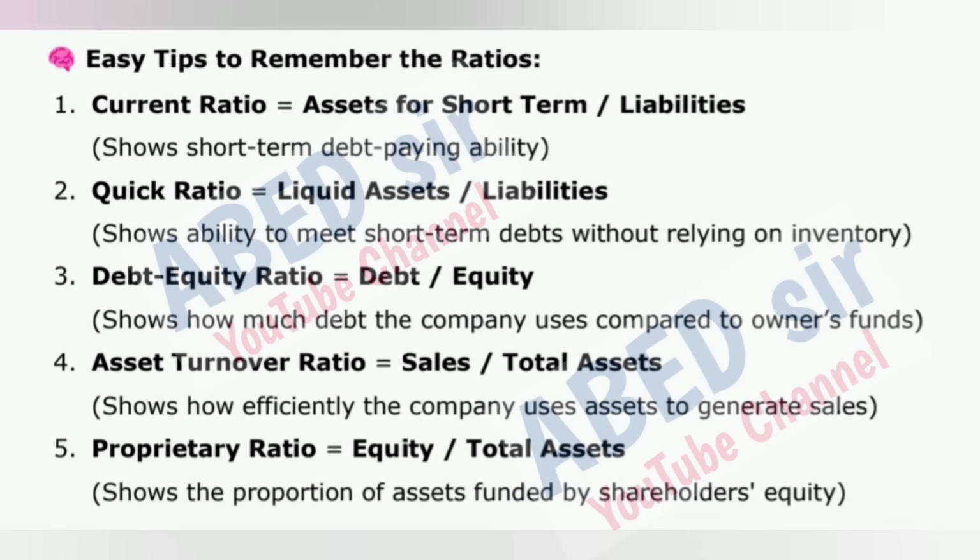3. Debt-equity ratio is equal to debt by equity. Shows how much debt the company uses compared to owners' funds. 4. Asset turnover ratio is equal to sales by total assets. Shows how efficiently the company uses assets to generate sales. 5. Proprietary ratio is equal to equity by total assets. Shows the proportion of assets funded by shareholders' equity.